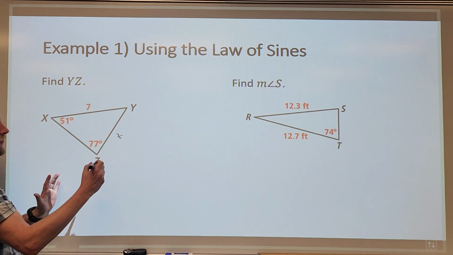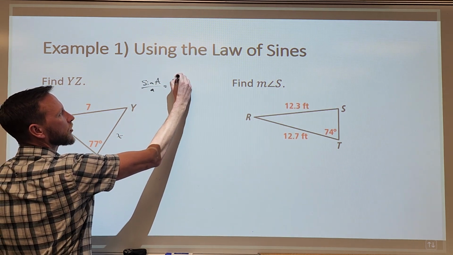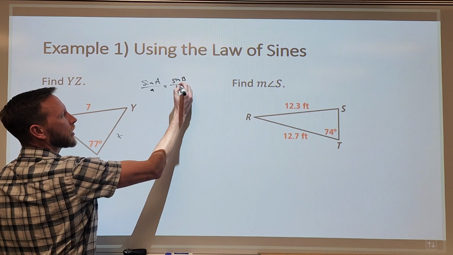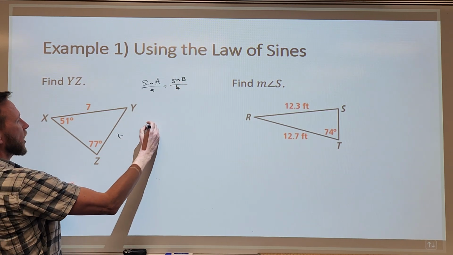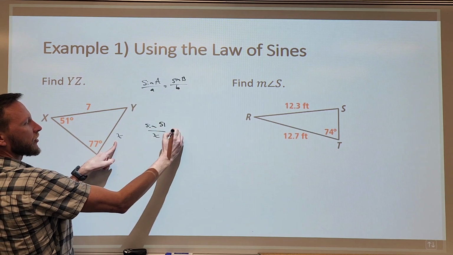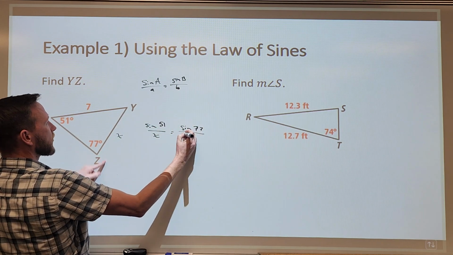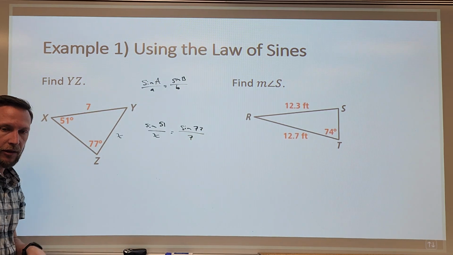And our equation, if we know our formula, the sine of A over A is equal to the sine of B over B, then we can create this equation that says the sine of this angle over its opposite side length is equal to the sine of this angle's measure divided by its opposite side length.